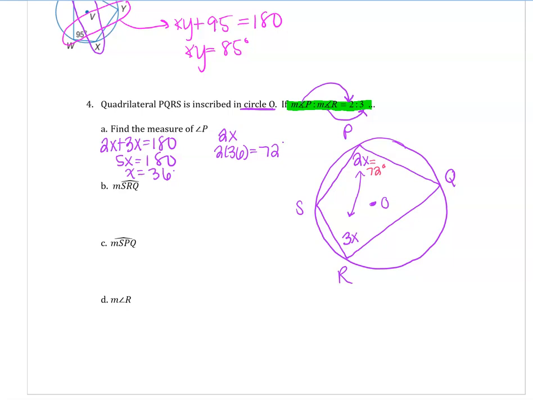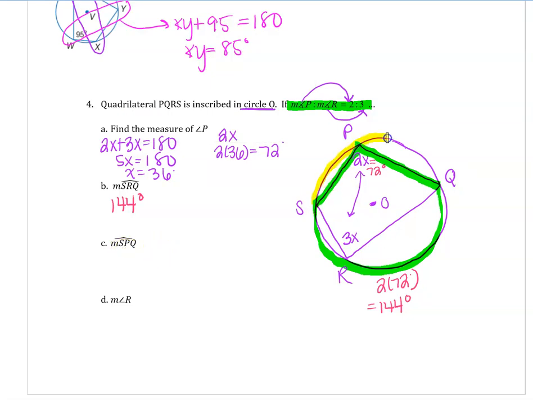Now I want the measure of angle SRQ. If you take the endpoints of that arc, S and Q, and trace them back to the angle that intercepts that arc, you will see an inscribed angle, and you will see 72 is the inscribed angle. Based on what we know about inscribed angles, if I double it, that gives me the measure of the arc, which would be 144 degrees. Okay, now it wants the measure of SPQ.